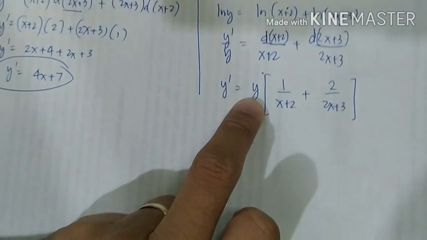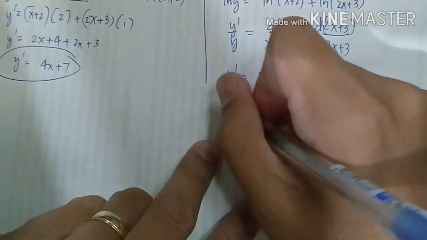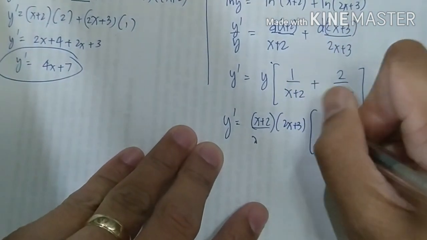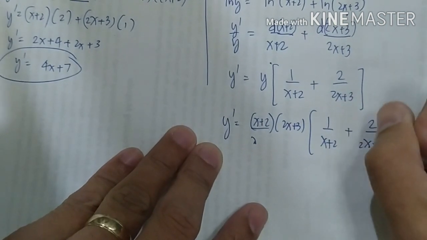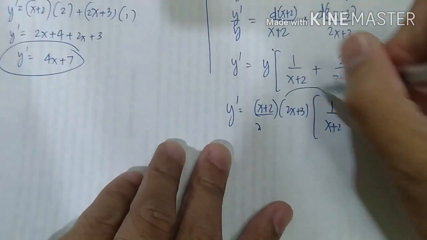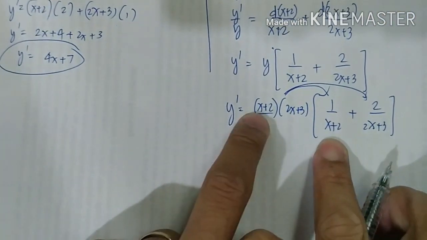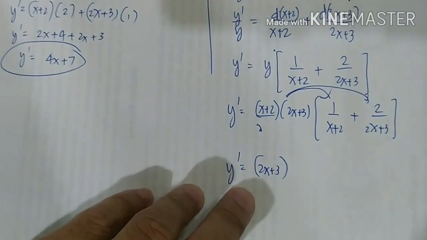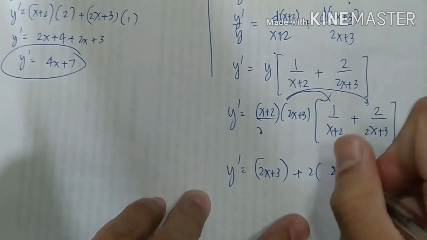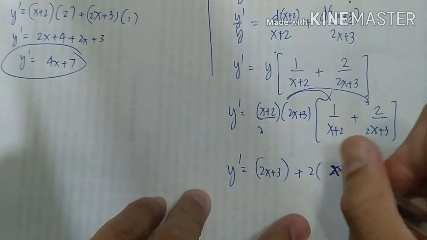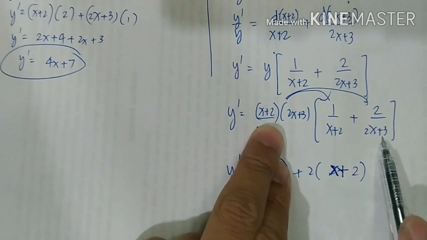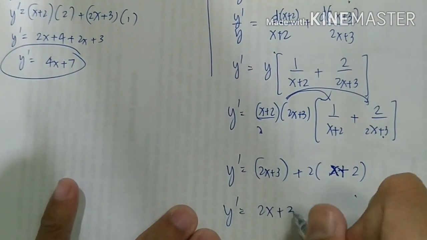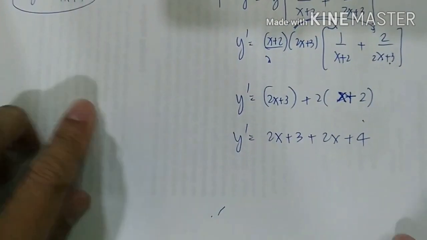So, but what is y? Ano yung value ng y? X plus 2, 2x plus 3. So, your y prime is x plus 2 times 2x plus 3, 1 over x plus 2 plus 2, 2x plus 3. So, pag distribute natin siyang ganyan, magkakancel yung x plus 2, magiging 2x plus 3 times 1. So, your y prime is 2x plus 3 plus 2 times x plus 2. Kasi, pag ito minultiply mo doon, yun naman 2x plus 3 magkakancel. Ang matitira, x plus 2 times 2. Ito yun. So, pagka sinimplify, y prime is 2x plus 3, 2x plus 4, which is the same as 4x plus 7.